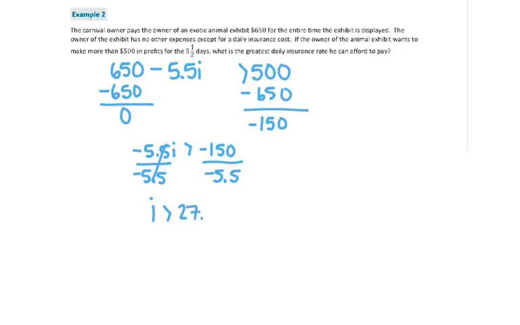$27.27. So that means that the greatest daily insurance rate that he can afford to pay is $27.27. He cannot afford to pay more than that. He can afford to pay less than that, but if he wants to make $500 in profits in 5.5 days, he can only spend $27.27 per day on insurance.